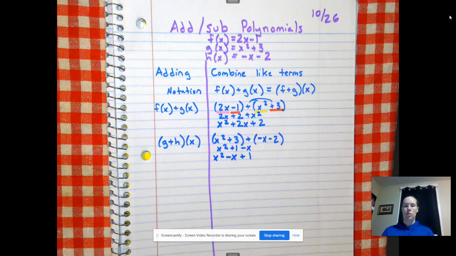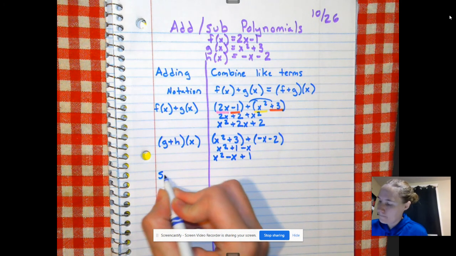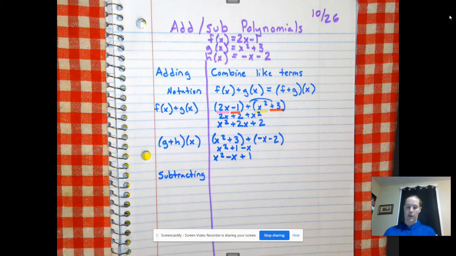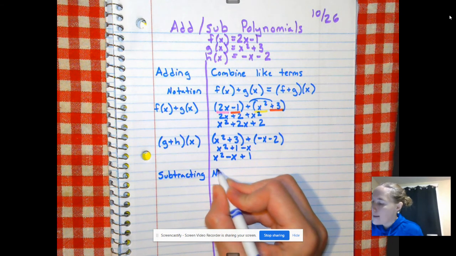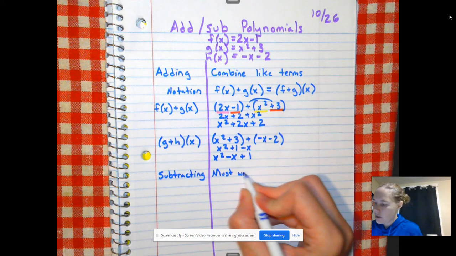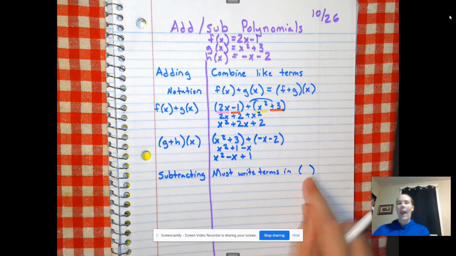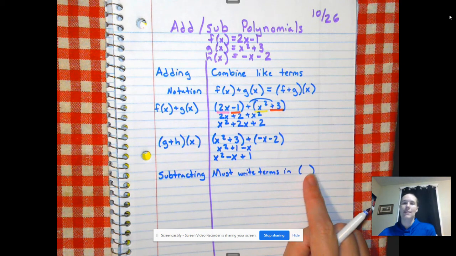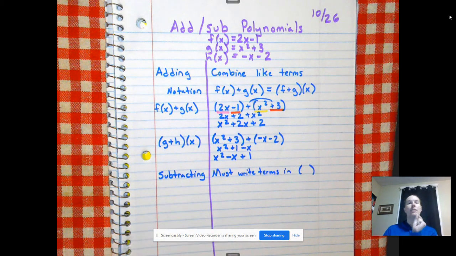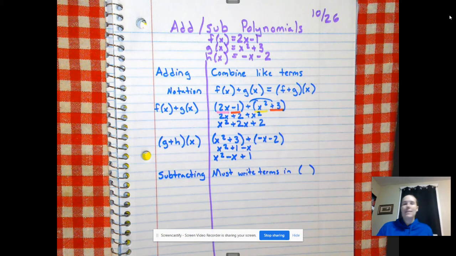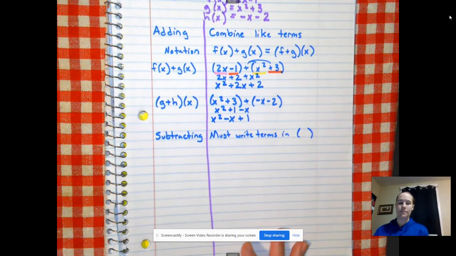The second thing we're going to do is subtracting. So subtracting is a little bit different. So you do combine like terms, but for this one, you must write the terms in parentheses. And the reason you must write them in parentheses is because that subtracting, that negative sign, is going to do something. So up here, see how I distributed that plus? Well, it still remains adding. So it doesn't really make a big difference. But for subtracting, it will make a difference.